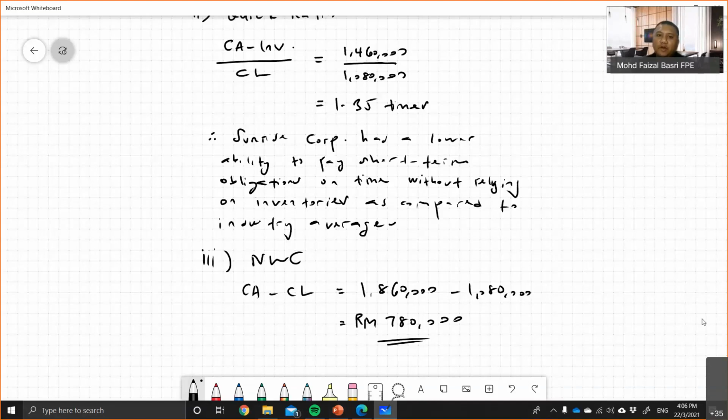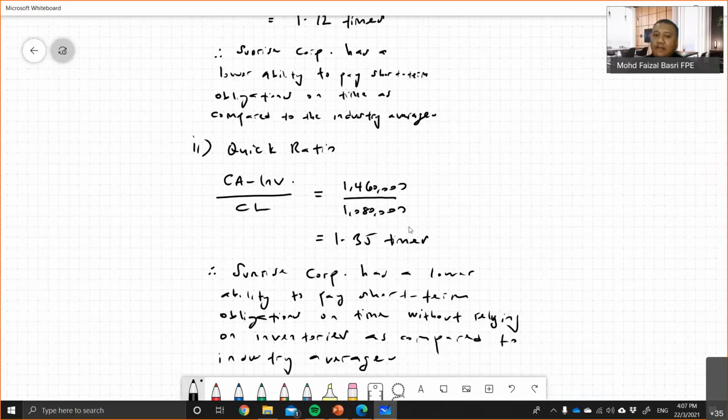So that's why when you comment here, never use the word best or highest. We just compare. When comparing, you use the words lower, higher, better, or worse. Worse, W-O-R-S-E, not W-O-S-T. So those words you can use when we do comparison. But obviously when we talk about net working capital, we want it to be positive. Once you have negative net working capital, then automatically when you calculate the ratios on top here, everything will be lower than one.